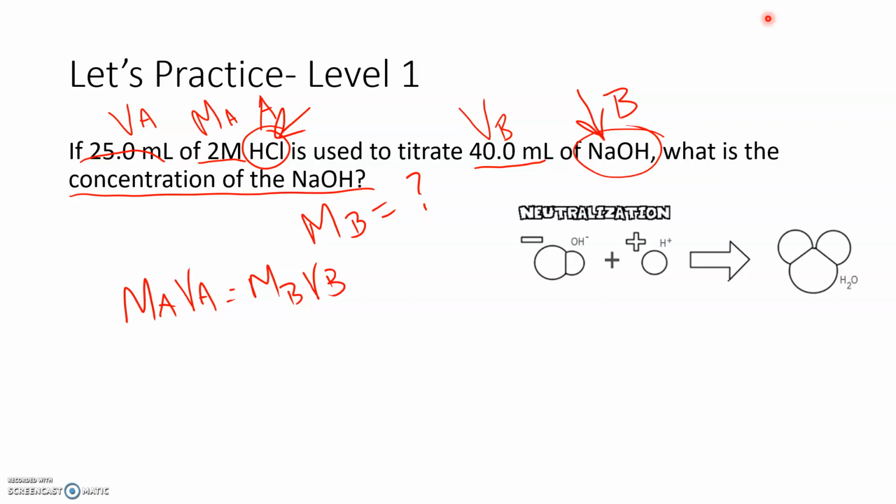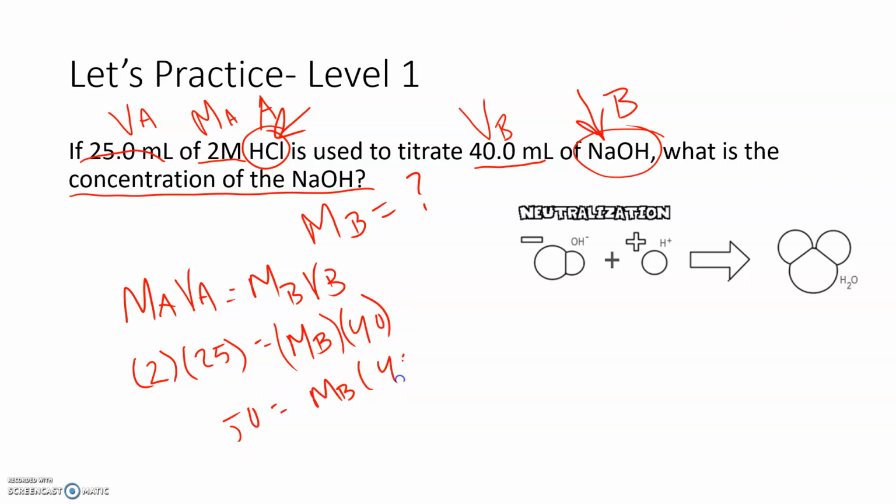The molarity of the acid I gave you was 2 molar. The volume of the acid was 25 milliliters. You're supposed to find the molarity of the base. You can make that an X in your equation if you want. And the volume of the base used was 40 milliliters. You would have to simplify and solve. You would get 50 equals MB times 40.